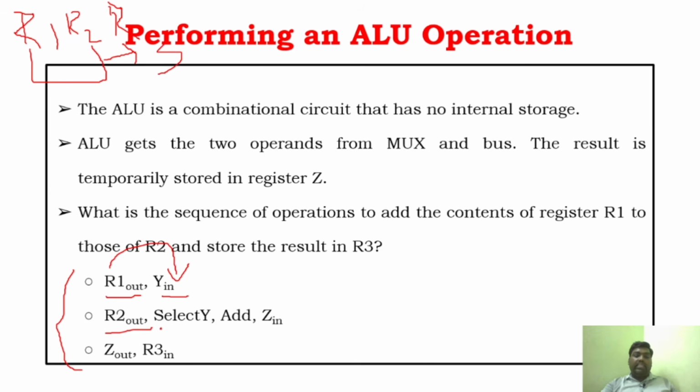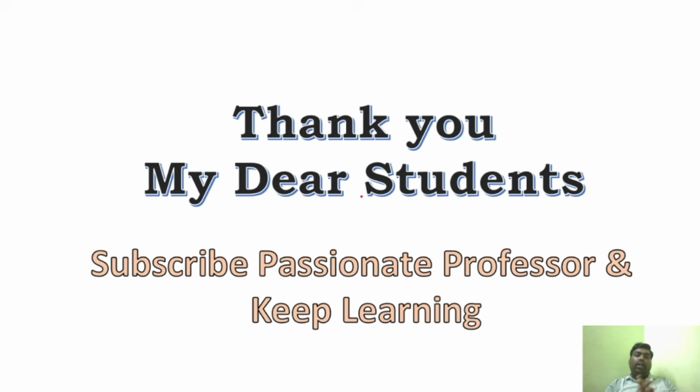And similarly, we have to select Y. The multiplexer has to select Y because the Y content will be moved to A, and the R2 content will move to B. And then you have to enable add, so that it performs A plus B, and the result is stored in Z in. And then the last step is you have to move the content of Z to R3. Clear? If you understand the logic, you can clearly execute and write all these instructions.